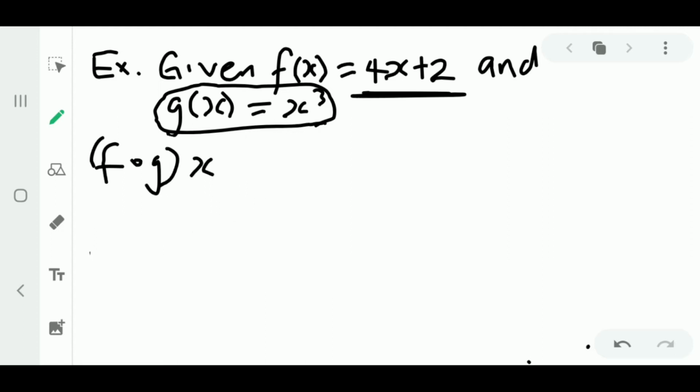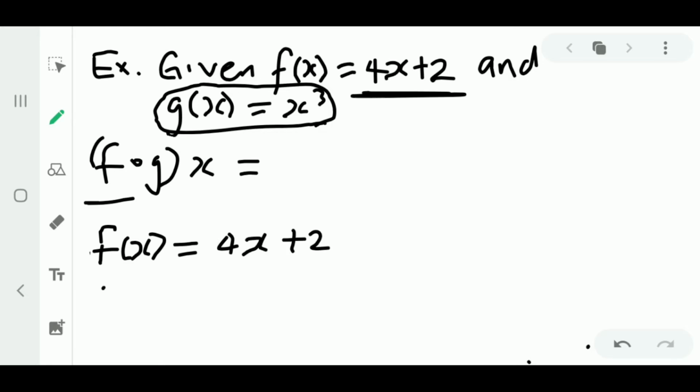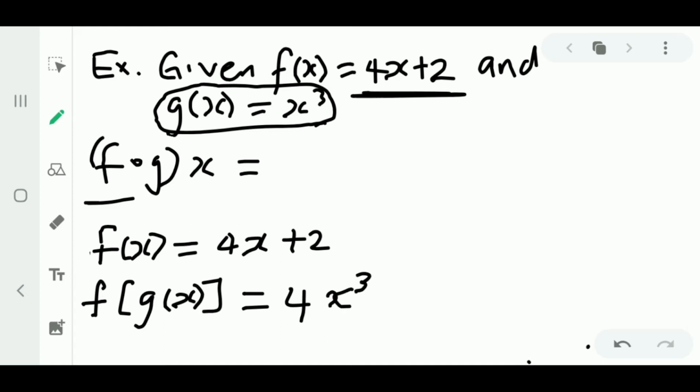Now let's say we want to find the opposite, f composition of g of x. Now, just like a while ago, because the f is first, that means we're using f of x as the basis. So we know that f of x is equal to 4x plus 2. So if we want f g of x, anywhere we see x, we're replacing it with g of x. And we know that g of x is x cubed. So it's 4, we're changing the x to x cubed because we're substituting, plus 2. And that would be the answer.